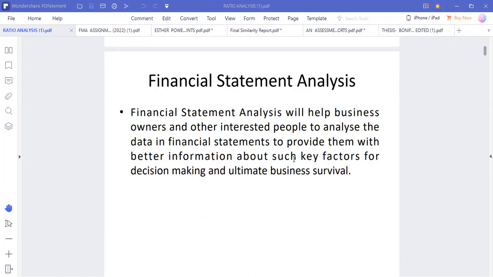Now, financial statement analysis basically will help you, the business owners and interested people, to analyze the data from the financial statements. Which statements are we talking about? The income statement, the balance sheet, and the cash flow statement. So these ones will give you an informed decision-making process.